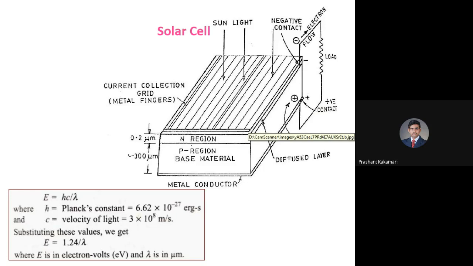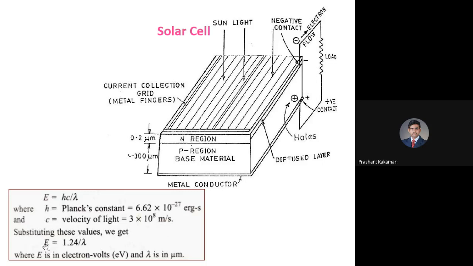Now, to check the amount of electrons or the EMF generated, we can use this equation: E equals hc by lambda. Here c is nothing but the velocity of light, which all of you know. Then h is Planck's constant, which is 6.62 into 10 raised to minus 27, as given here.